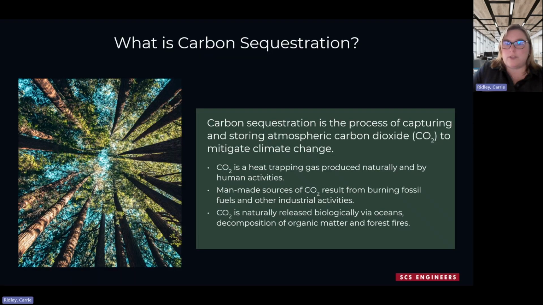So what is carbon sequestration? Carbon sequestration is the process of capturing and storing atmospheric carbon dioxide to mitigate climate change. CO2 is a heat trapping gas, and it's produced naturally and through human activities. Man-made sources of CO2 result from burning fossil fuels and other industrial activities. And CO2 is also naturally released biologically through oceans, decomposition of organic matter, volcanoes, and forest fires.